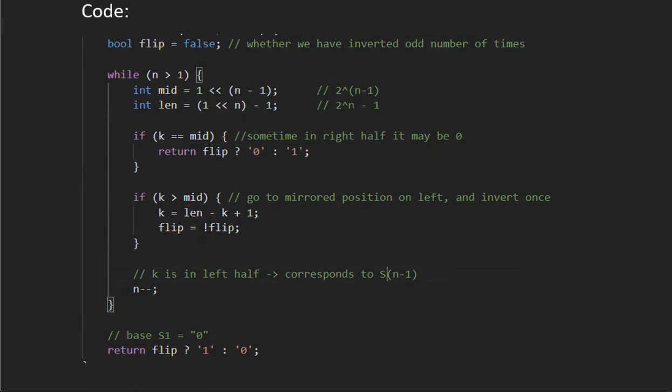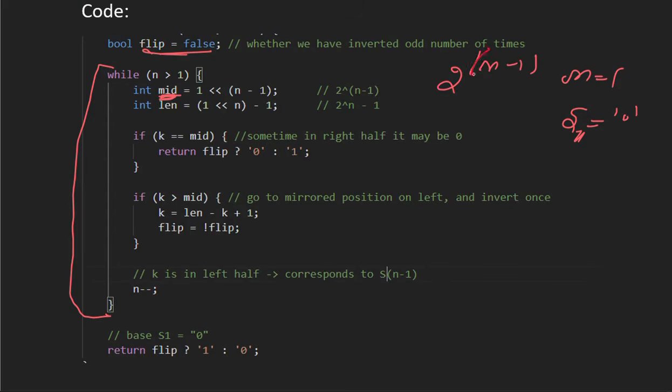So let's see the code. We have initially made flip as false, and then we are using a while loop until n is greater than 1, because for n equal to 1, we know our string is 0. Then we find the middle element, that is 2 to the power n minus 1. I hope you know, right shift means multiply by 2. And then we find the total length, that is 2 to the power n minus 1. So this is the total length.